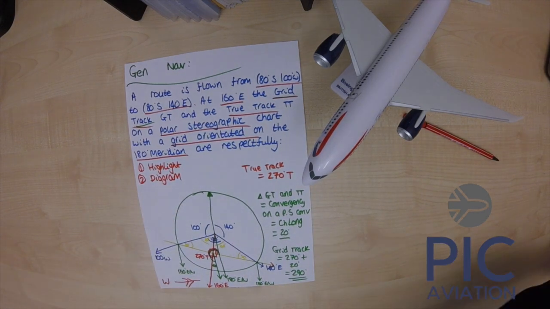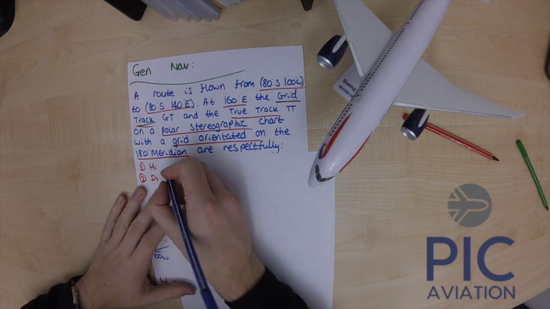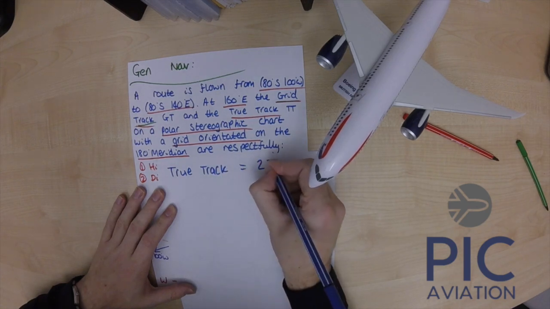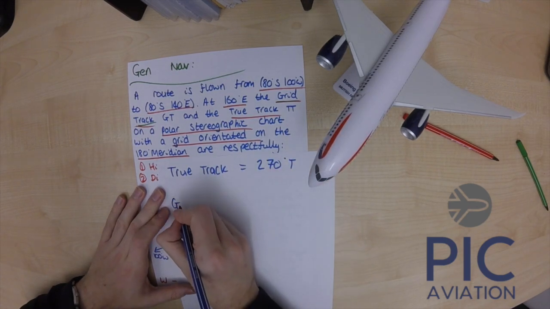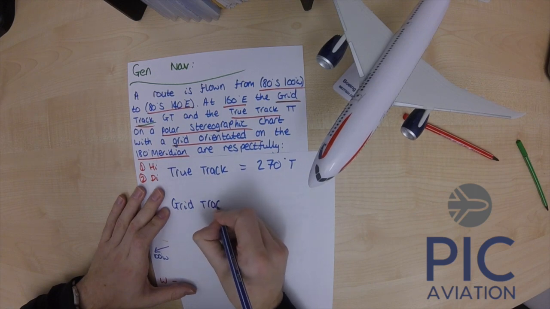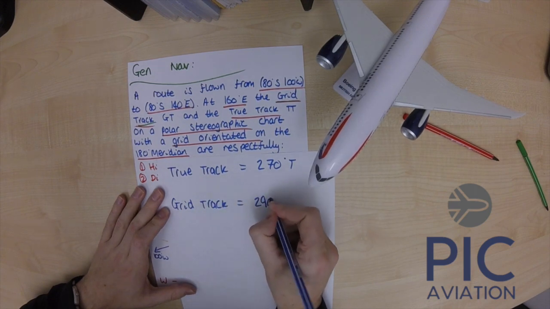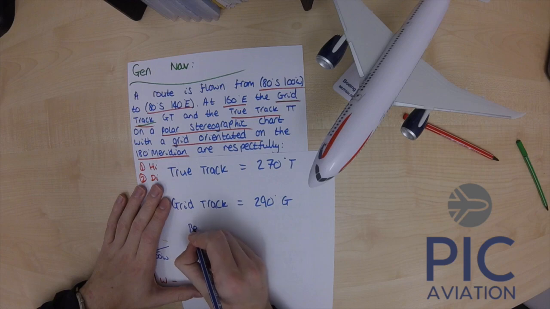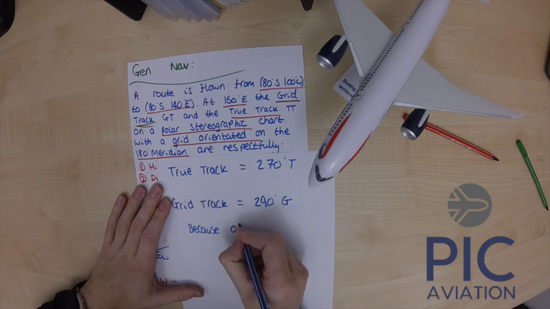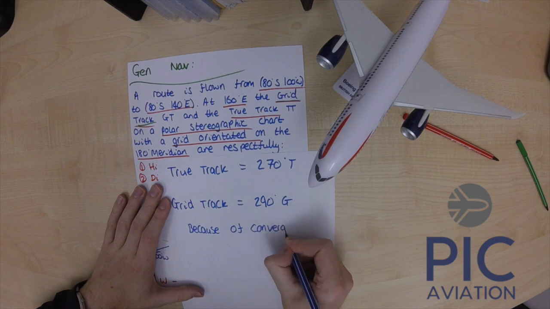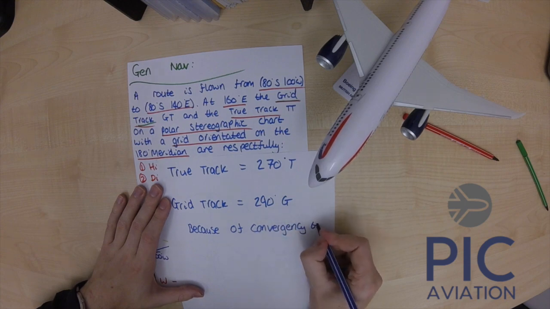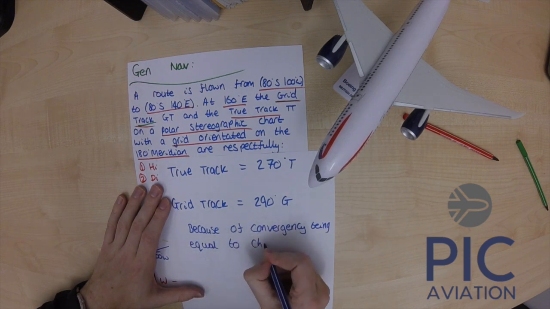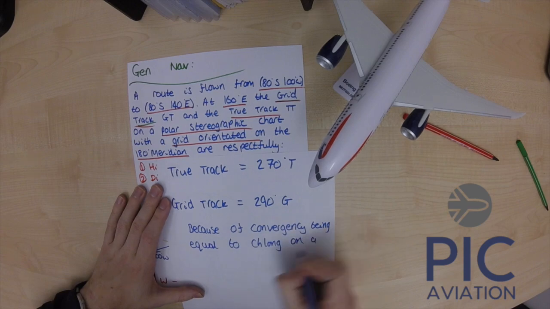And just for nice clarification, we can say our true track equals 270 degrees true, and our grid track equals 290 degrees grid from what we've worked out. And you can say that's because convergency being equal to the change of long on a polar stereographic chart.